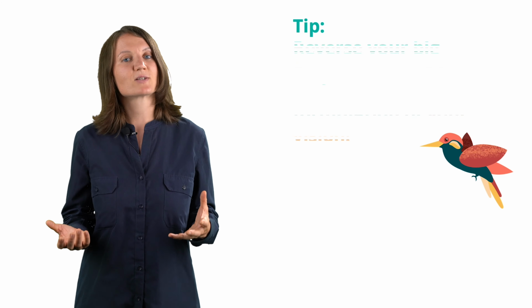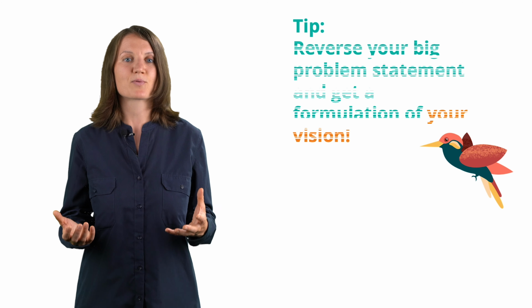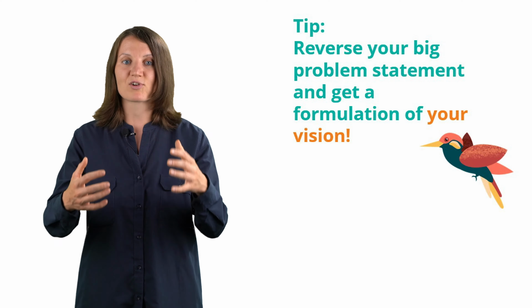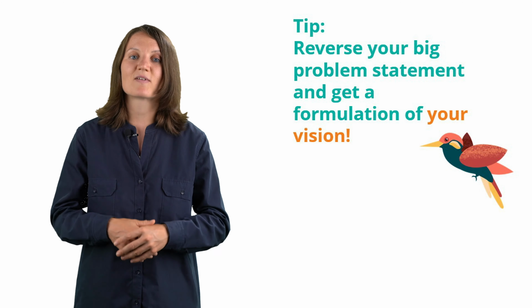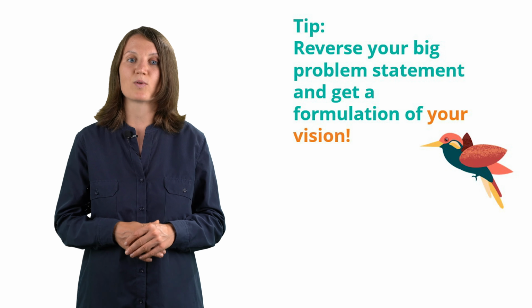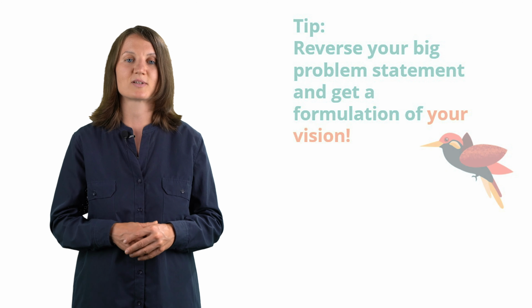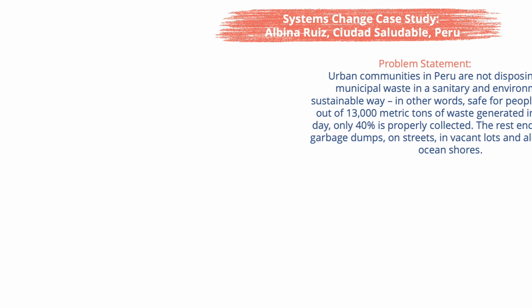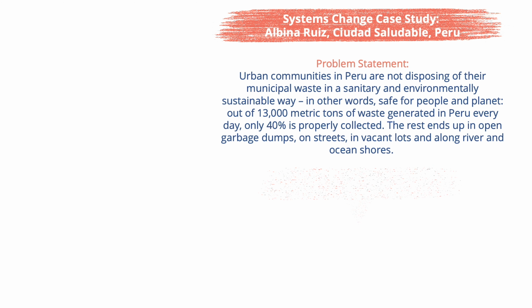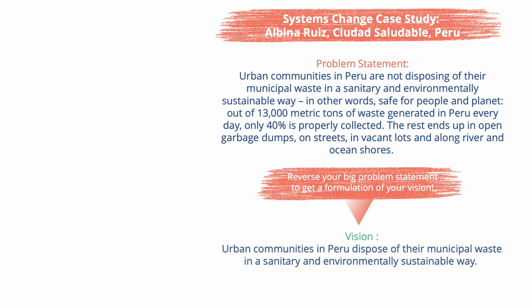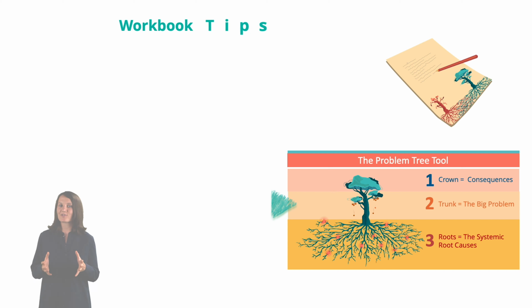If you got the previous points right and have a ready big problem formulation, then when you reverse the big problem statement and refine it a bit, you should have a clear vision that resonates with you and might be useful for communication and engagement purposes. In Albina's case, it would be: urban communities in Peru dispose of their municipal waste in a sanitary and environmentally sustainable manner.